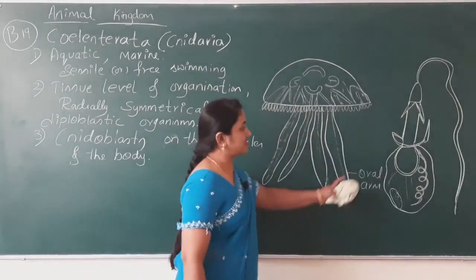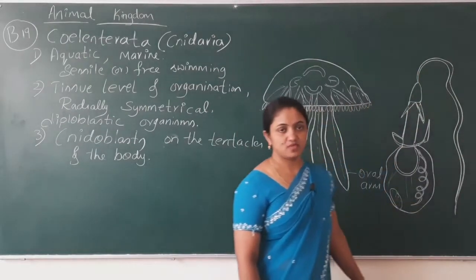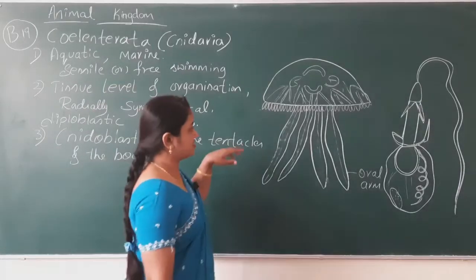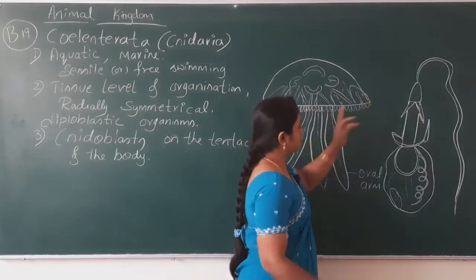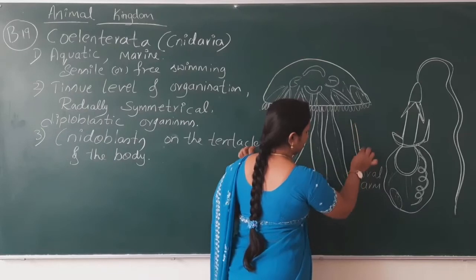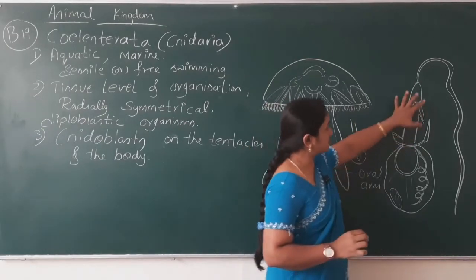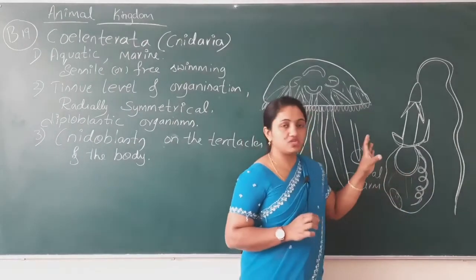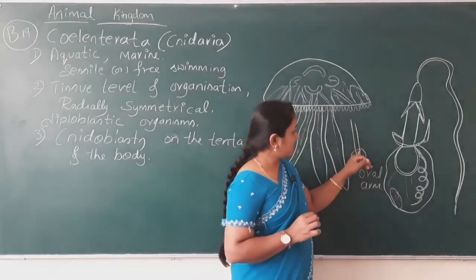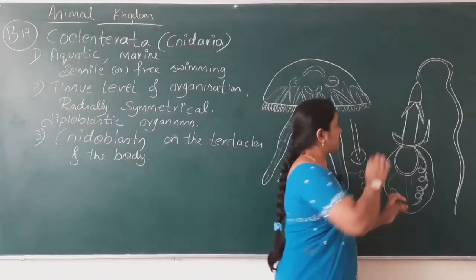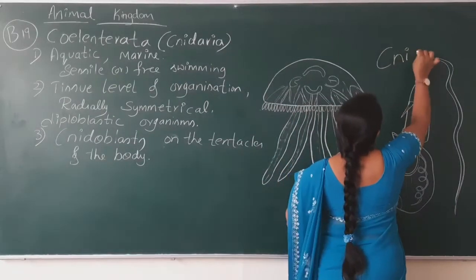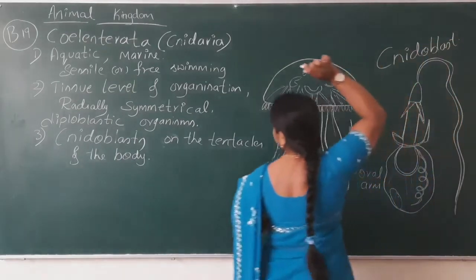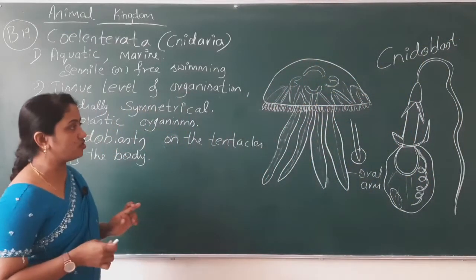So this is the Nidoblast. So you're not getting anything, right? Let me explain this. At the end position, consider this is the tentacle. At this position, a specialized organ, a specific organ is present at this place, known to be Nidoblast. Okay, so this is the Nidoblast.